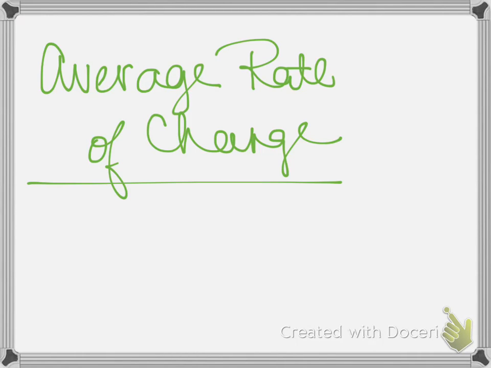Average rate of change. We can think about average rate of change as a change in the function value divided by the change in the x value. These triangle looking symbols are called deltas, and they mean change. So it's the change in the function value divided by the change in the x value. And dividing by the change in the x value is what makes it an average.